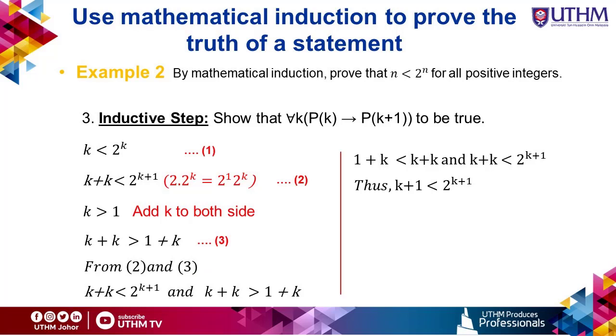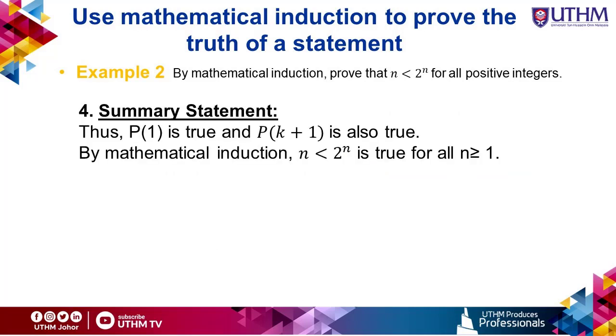From these 2 expressions, we can arrange them as shown on the slide. If k plus 1 is less than k plus k and k plus k is less than 2 to the power of k plus 1, we can conclude that k plus 1 is less than 2 to the power of k plus 1.